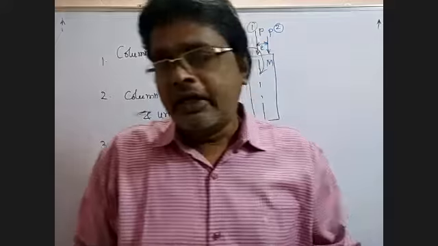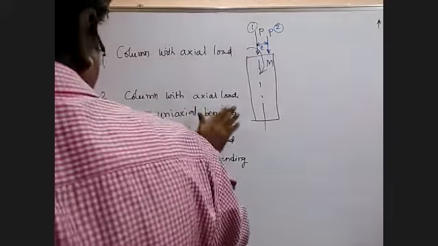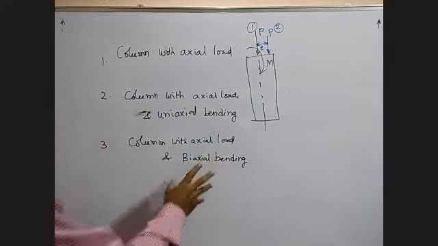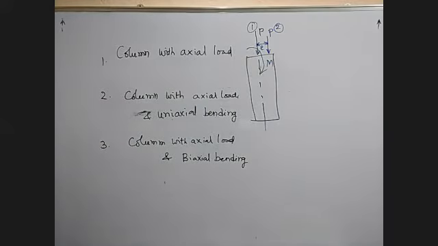Okay, if this bending is in one direction, we call it uniaxial. If bending is in both directions, we call it biaxial bending. Okay, so if we do problems in these three cases, we can complete this concept chapter. Okay, now we'll see the design procedure.